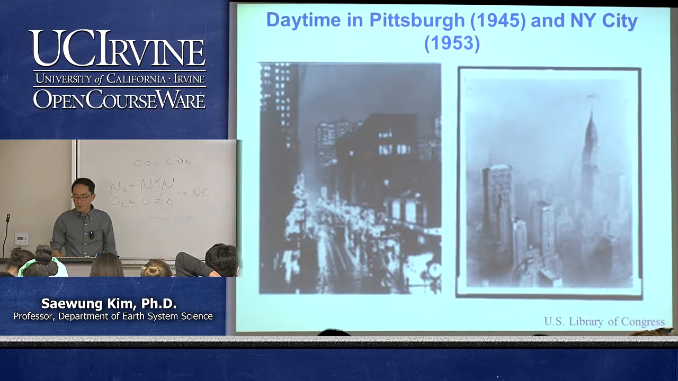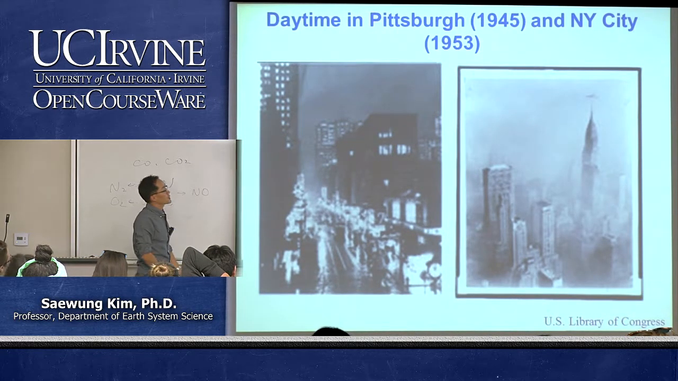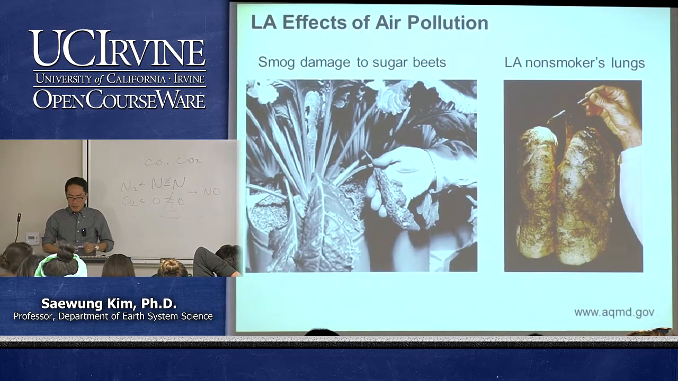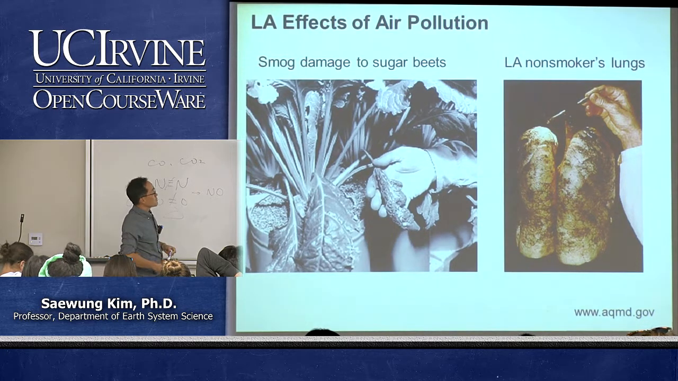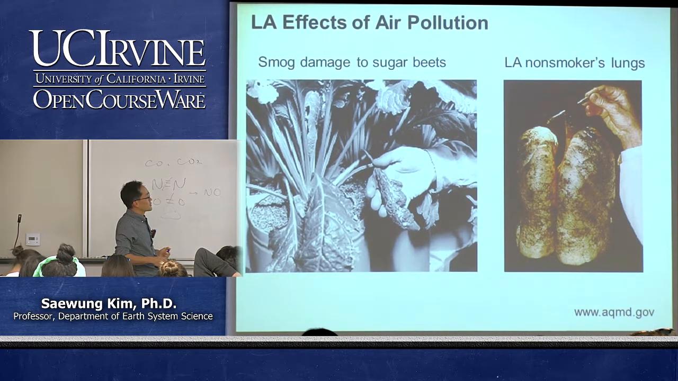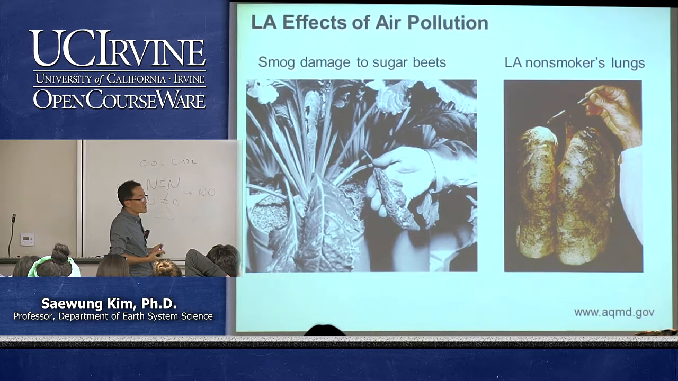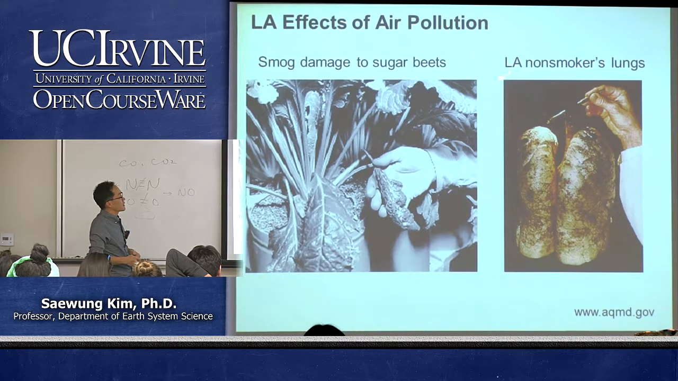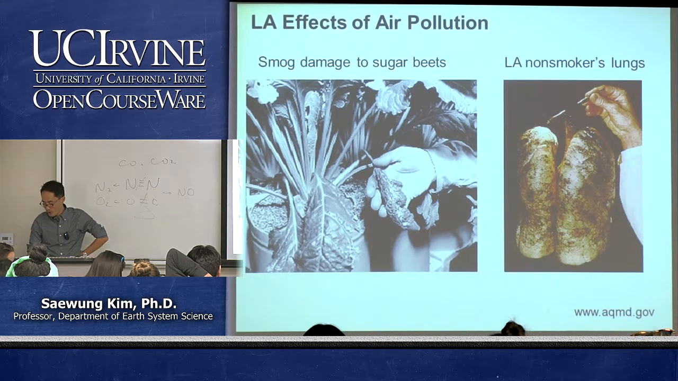So this is New York City. A big city also suffered this kind of problem, but not as much as Los Angeles. There are a lot of problems that cause respiratory health problems due to the air pollution in Los Angeles. This is an LA resident's non-smoker's lung, and you can see there is a lot of particulate matter deposited in the lung. And not only that, a lot of plants actually got damaged by this air pollution at the time.